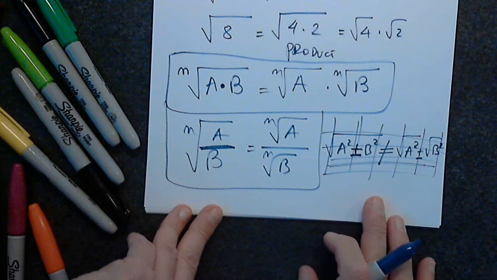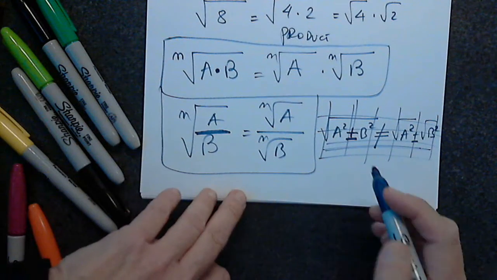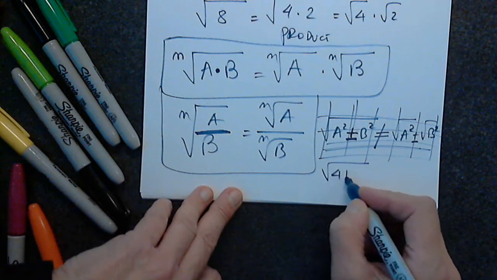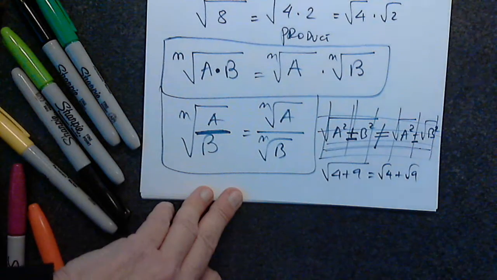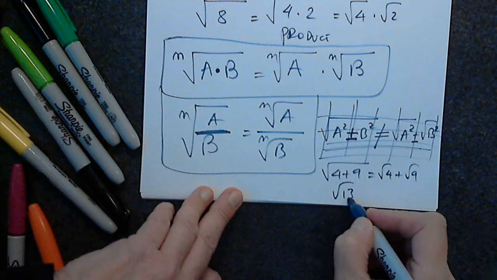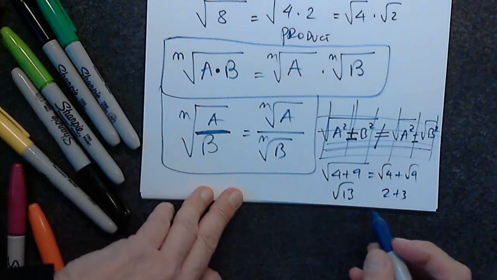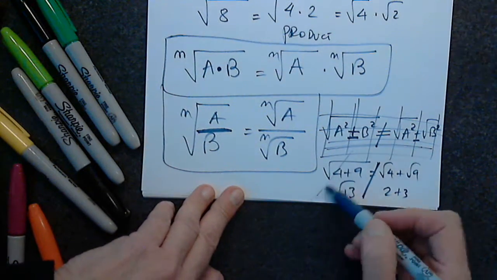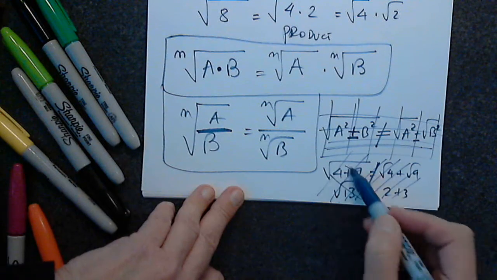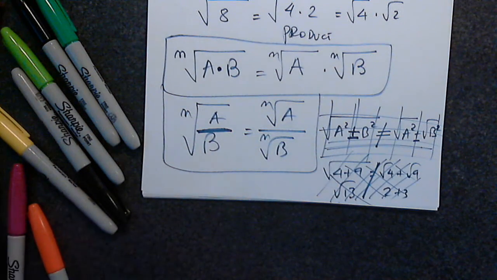Although there are a couple of numbers that work, it's very strong. It doesn't. So if you write the square root of 4 plus 9 as the square root of 4 plus the square root of 9, it will be incorrect. Because this is the square root of 13, and this is 2 plus 3. And the square root of 13 does not equal 2 plus 3. So please remember, you can never simplify a radical if the quantity under the radical is a sum or a difference.